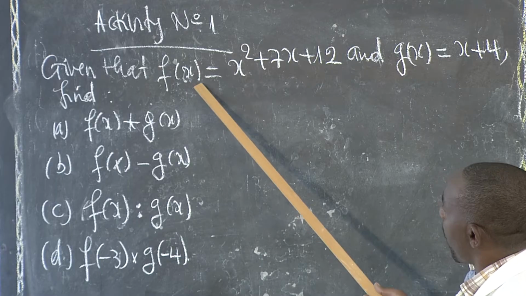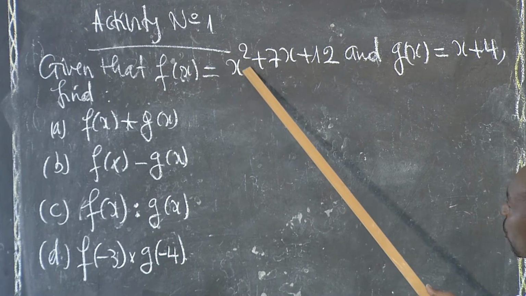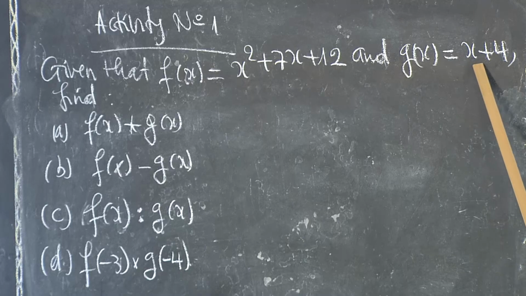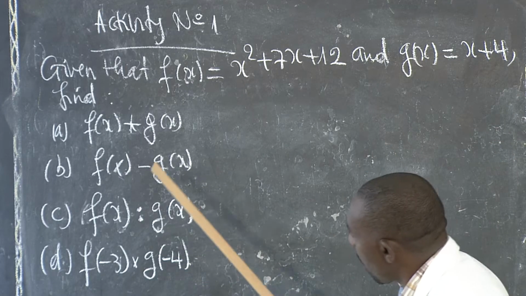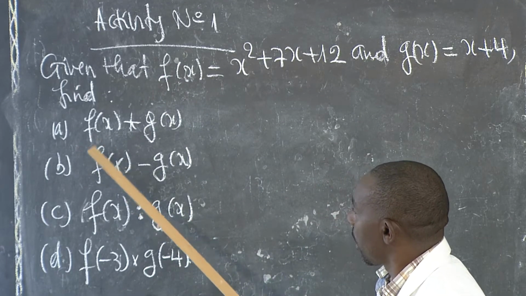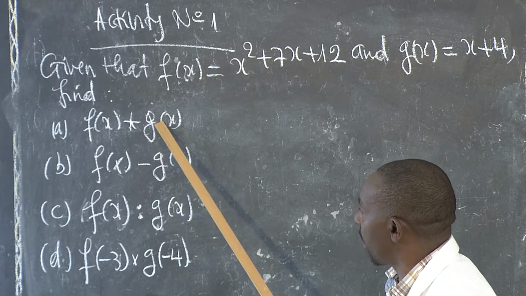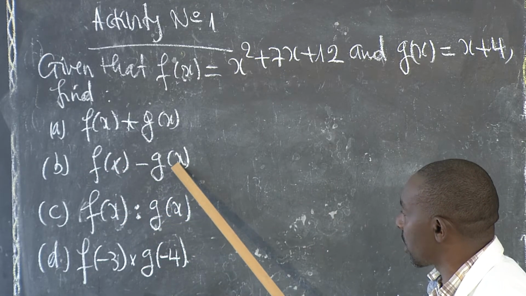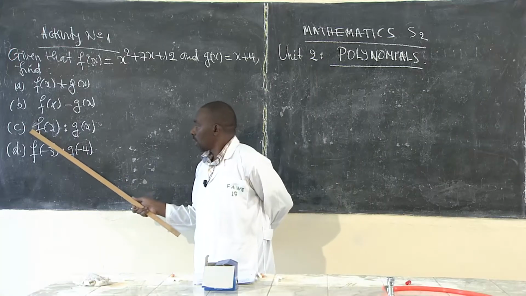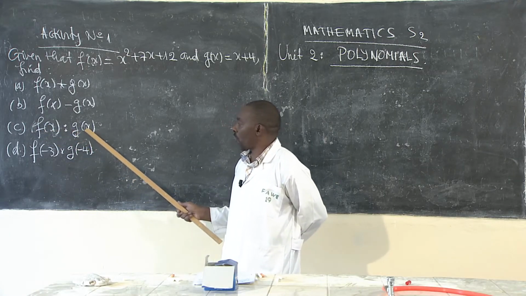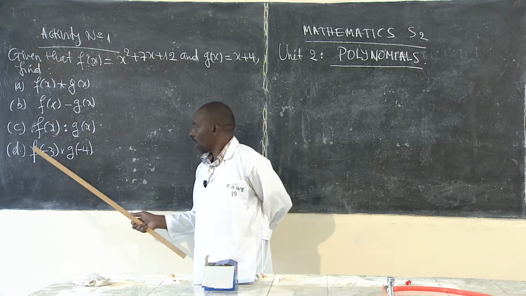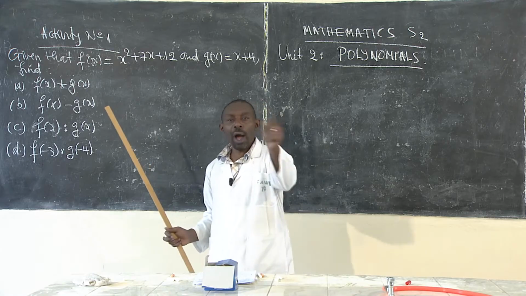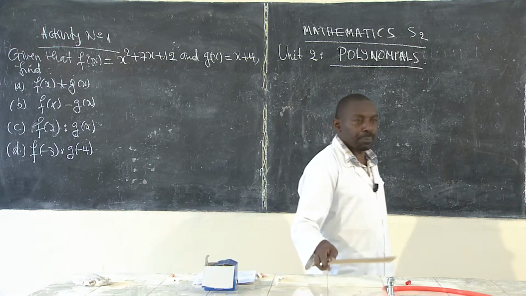Given that f of x is equal to x squared plus 7x plus 12, and g of x equals x plus 4, find A, the sum of f of x and g of x. B, the difference between f of x and g of x. C, the ratio of f of x by g of x. And D, f of negative 3 times g of negative 4. You have 1 minute. Hurry up.